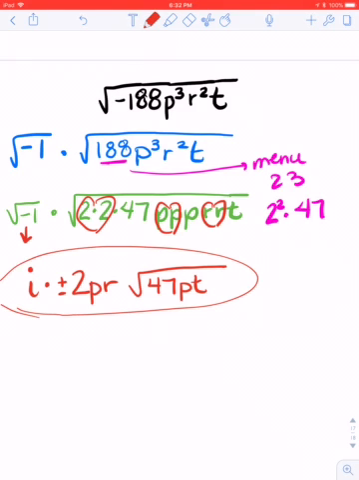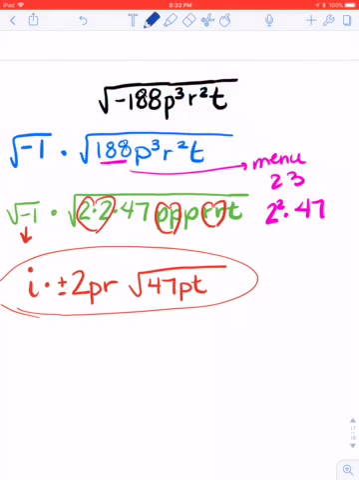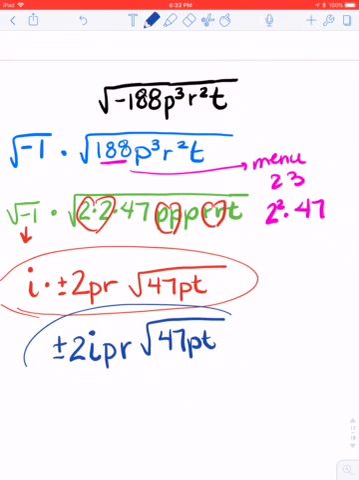Now I have to be able to put this part together. So I'm going to do plus or minus 2. Then I'm going to insert the i. Then p r square root of 47 p t. And that's going to be our final answer.